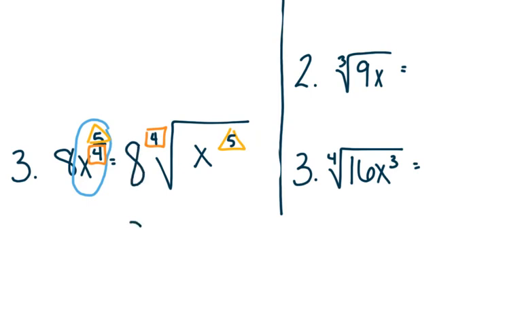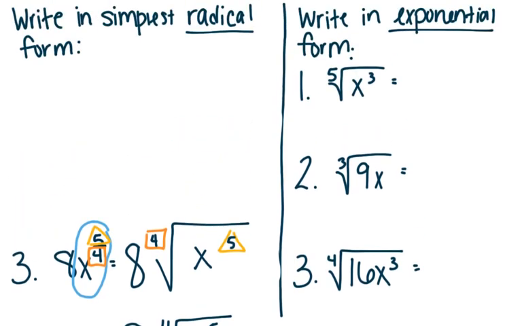So here's how this would look. 8 to the 4th root of x to the 5th power. Okay, so that's how you write it. Alright, and now we're going to do it the opposite way. So now we're going to write it in exponential form.